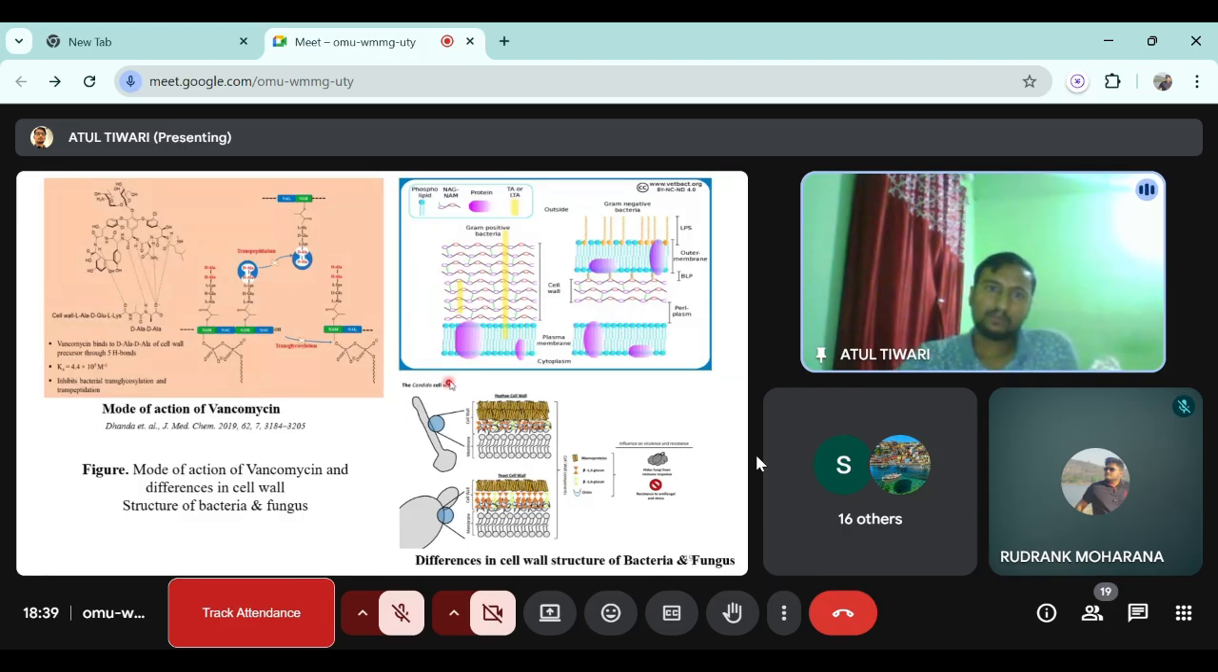Here you can see the differences between the gram-positive, gram-negative, and fungal cell wall structures. As I said, vancomycin inhibits the glycosylation or transpeptidation reaction, and inhibits the complete formation of the peptidoglycan layer.